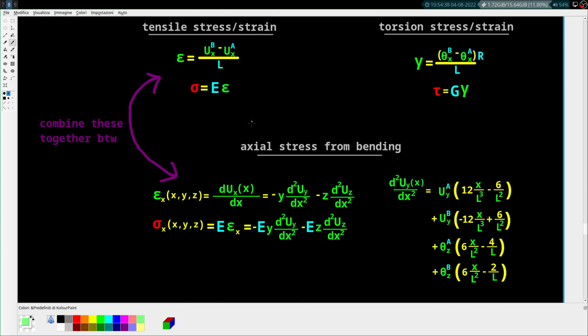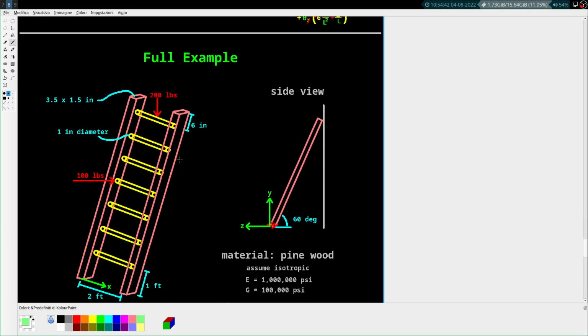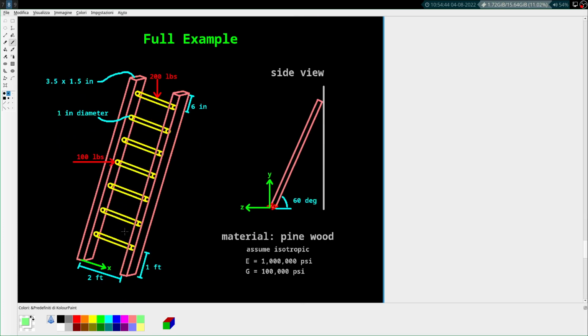All right, last thing I want to talk about really quickly is a full example. And so I've got this ladder here. Basically, I'm just showing the overall process, and we're going to talk about what goes into coding this up. So you have a ladder, and it's made from, let's say, wood that's 1.5 by 3.5 inches for these rails on the top, on the left and on the right. And there's 1 inch diameter rungs. And everything here is made from pine wood. And these are the approximate properties for pine wood that we're assuming.